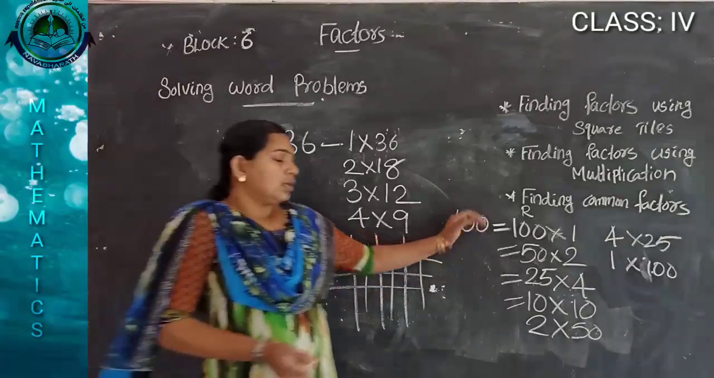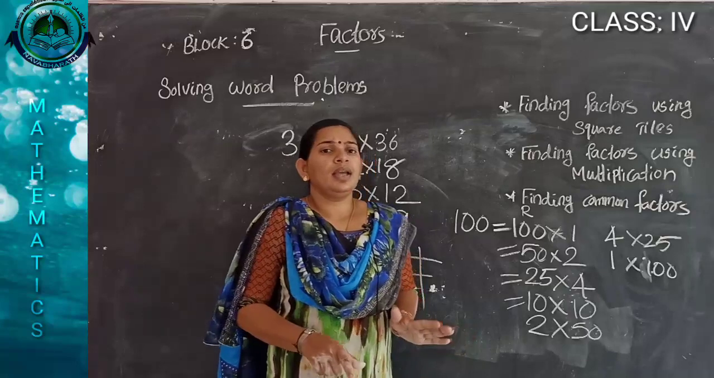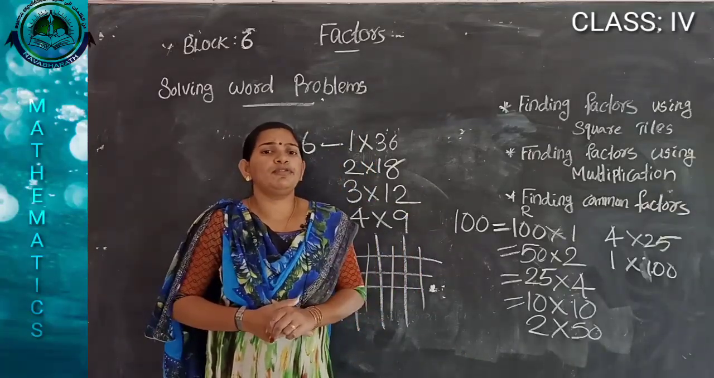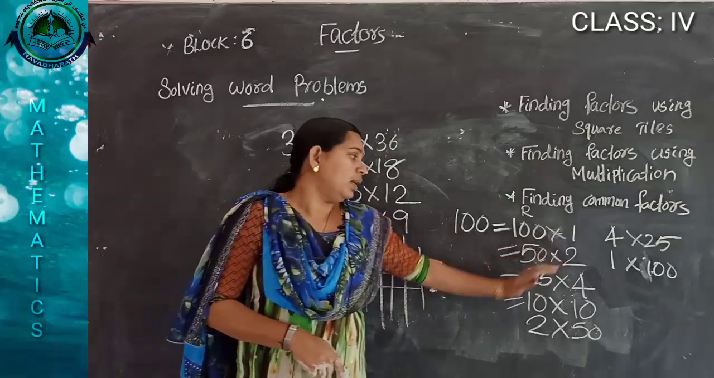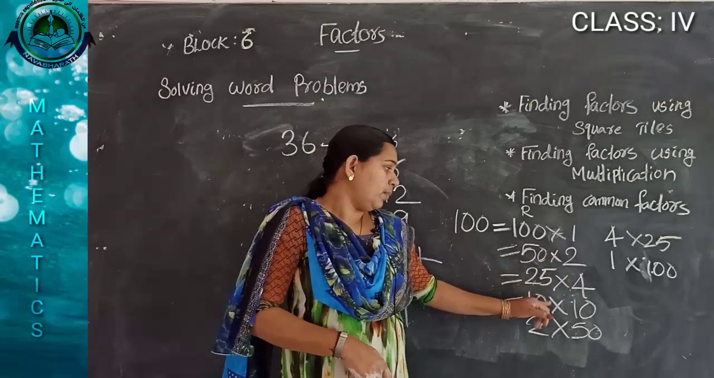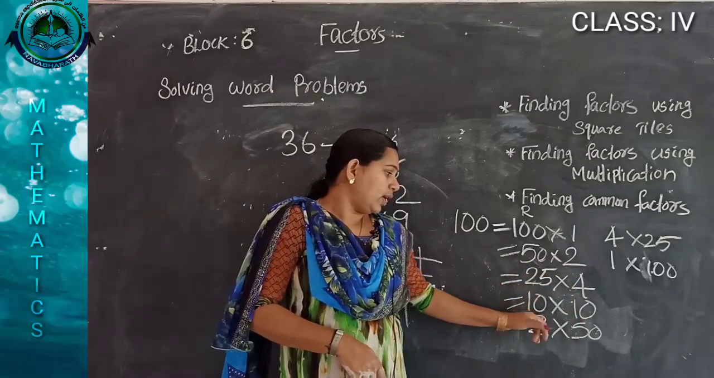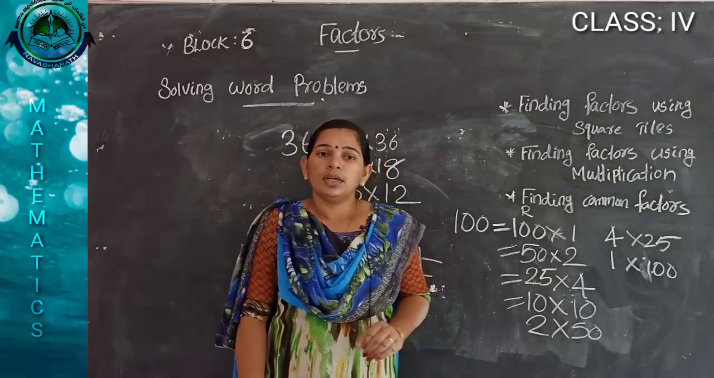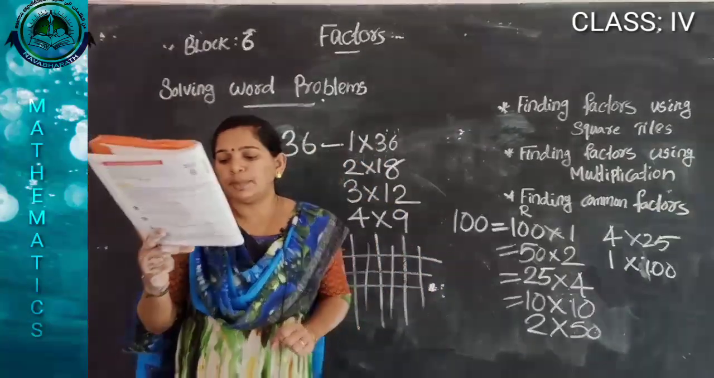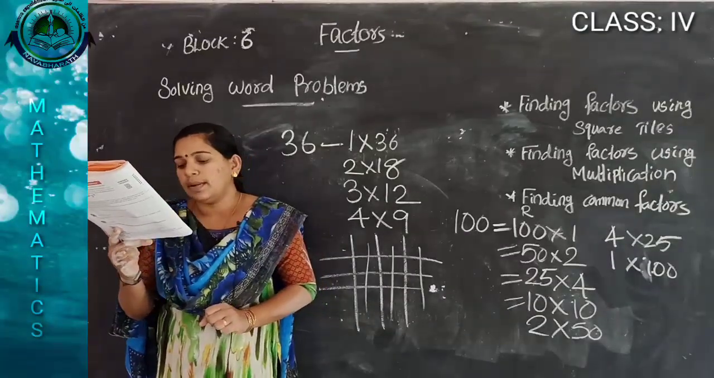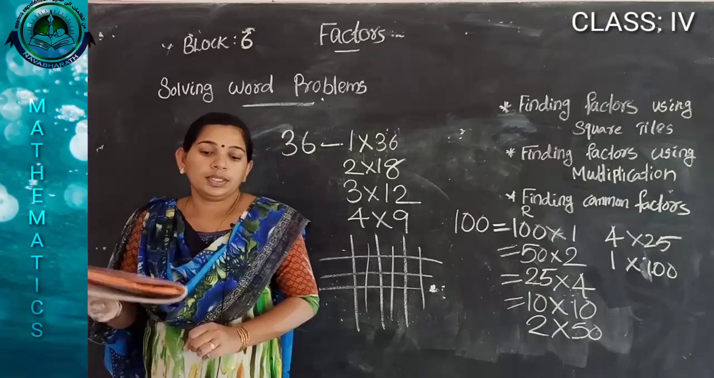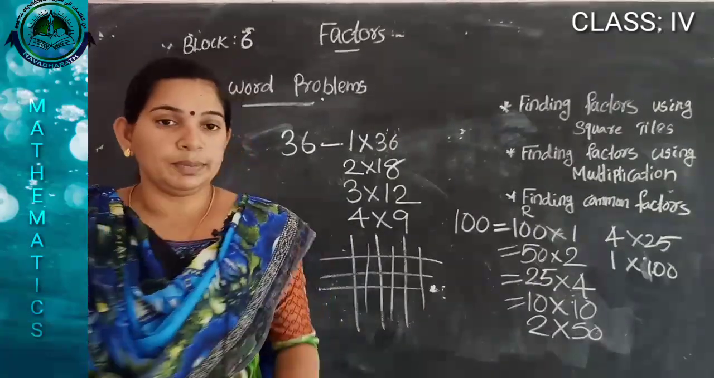So this is mainly asking how we write 100 as the product of 2 numbers. 100 into 1 or 1 into 100, 50 into 2, 2 into 50, 25 into 4, 4 into 25, 10 into 10. Okay. Next question. Write a word problem on finding the factor pairs of 25. You make a word problem. And then we will discuss some problems from your workbook.